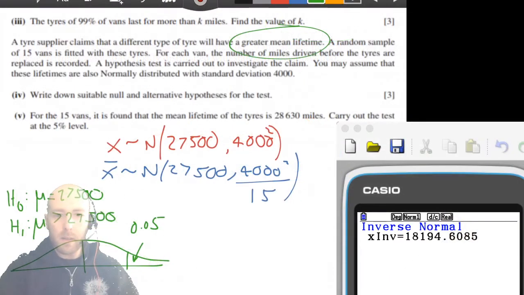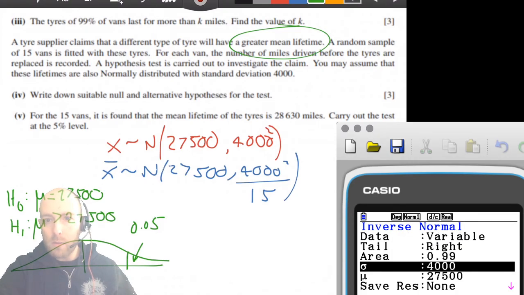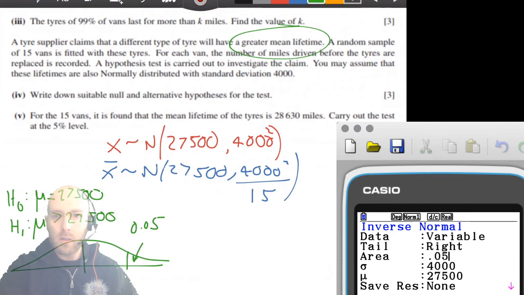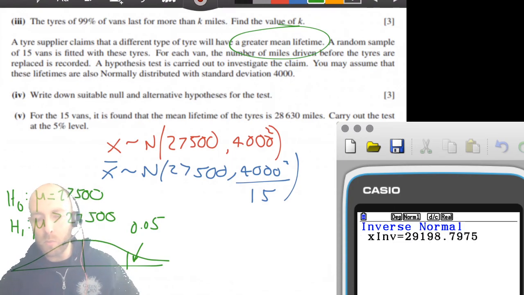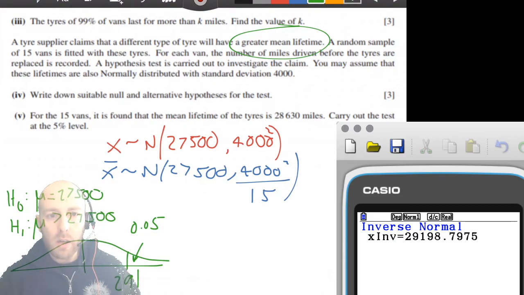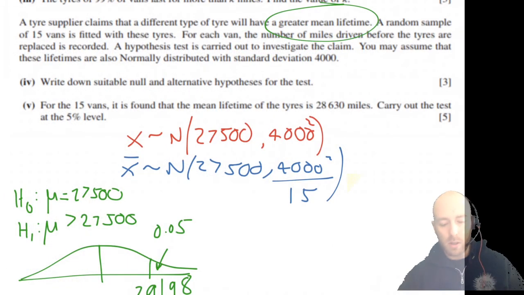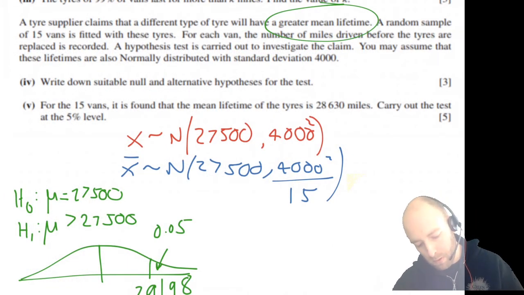So if I bring the calc back up, inverse normal, area 0.05. Sigma is going to be 4,000 divided by square root of 15. Mu is the same. Work it out, you get 29198. Okay, so that's our critical region. So it's critical if it's more than 29198. So x bar greater than 29198.